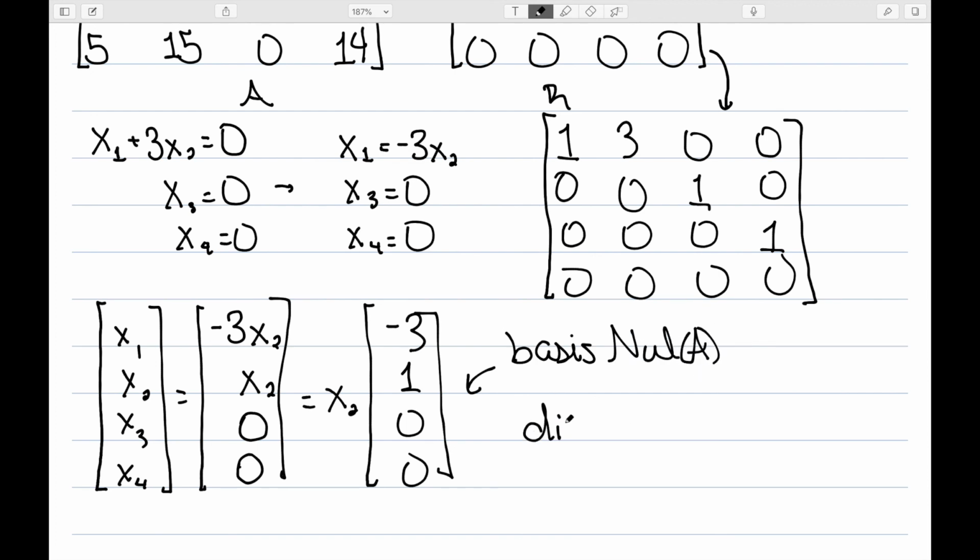So the dimension of the null space of this particular matrix is going to be 1, since there is one vector here that defines the null space.